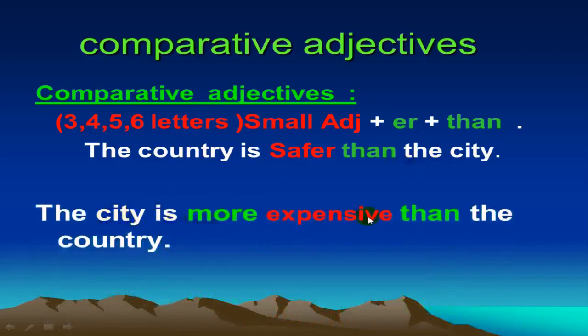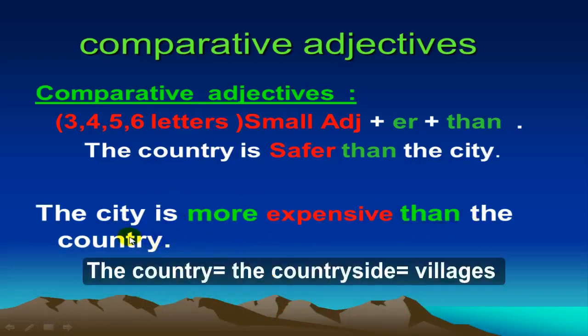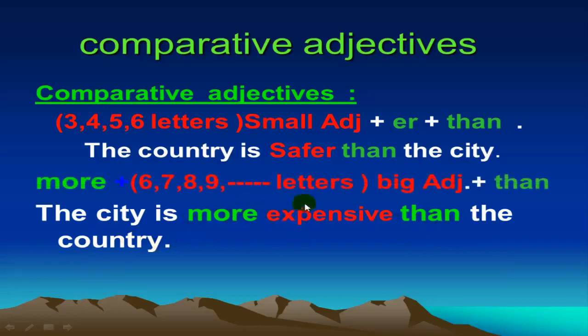The city is more expensive than the country. The country here means the countryside, villages. So how can I form this? More plus big adjective. What do I mean by big adjective? Six, seven, eight, nine, ten, twelve, fifteen letters, a lot of letters, plus than. Another thing here: the small adjective will have only one vowel. The big adjective has two vowels in separate parts, like expensive: E, E, I. Three vowels here. But safer: safe, S, A, F, and the E is silent. So it has only one vowel.